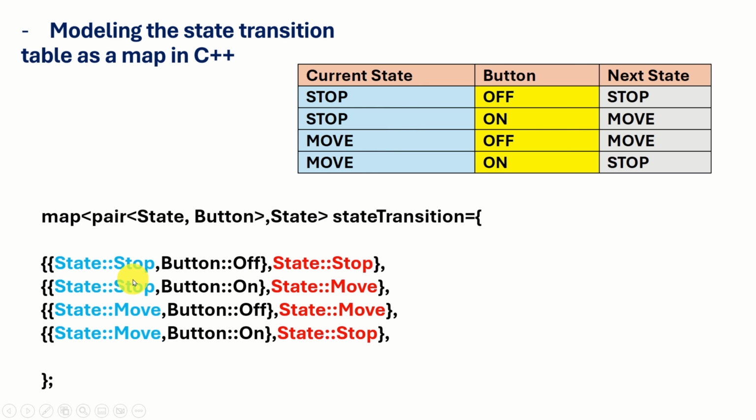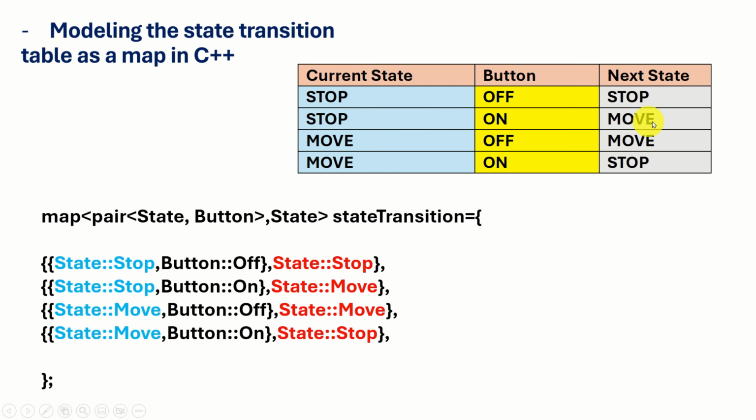So let's analyze what's written over here. First of all, here we have the pair. The first entry of the pair is the current state. The second entry of this pair is the current state of the button or the current input off. And then here we have the next state. The next state is stop.